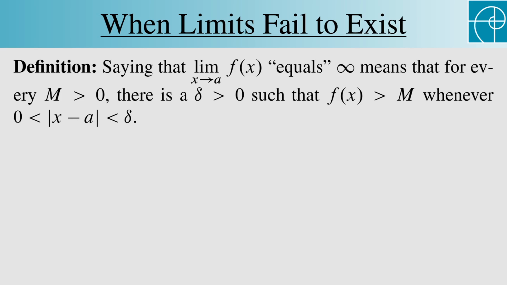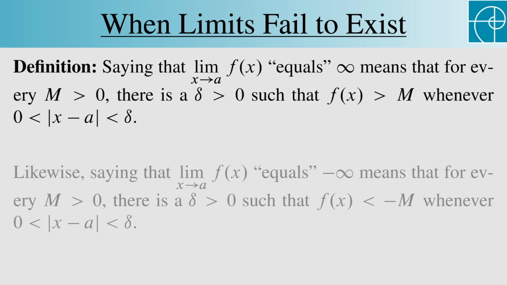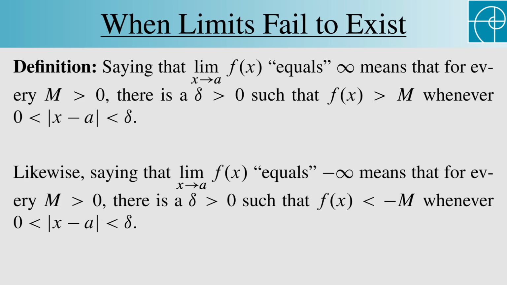Formally, saying that the limit is infinity means that for any m greater than 0, no matter how large, there's a delta greater than 0 such that f of x is greater than m whenever the absolute value of x minus a is strictly between 0 and delta. We can also define what it means for a limit to equal negative infinity. The only difference is that we now have f of x less than minus m. Be careful though, because the sign matters here in a way that it didn't before.